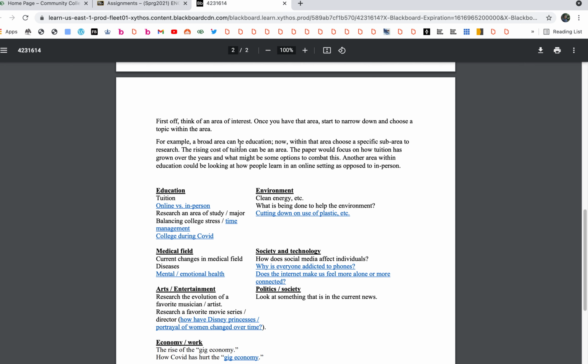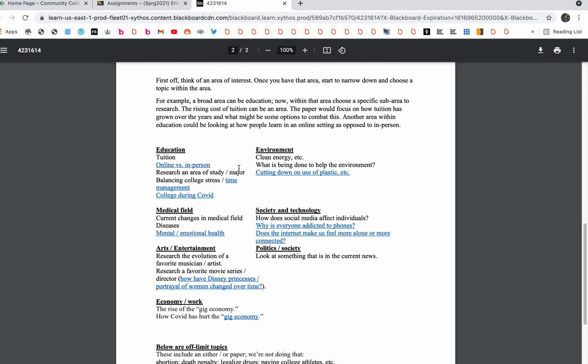The paper would focus on how tuition has grown over the years and what might be some options to combat this. Another area within education could be looking at how people learn in an online setting as opposed to in person, what I just said, right? Navigating all this stuff. So you see here under this heading, education, I have tuition, online versus in person.